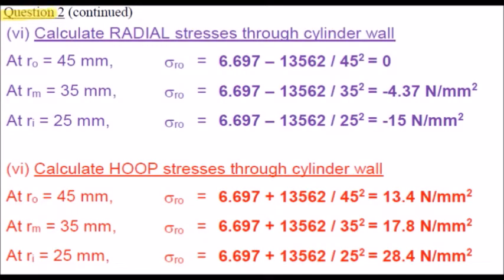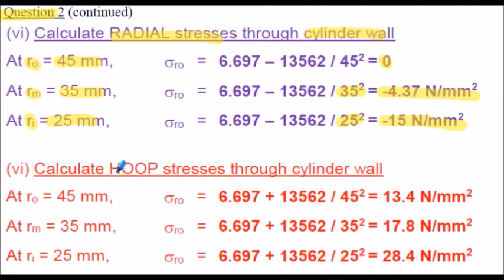Question 2 continued. I've calculated now the radial stresses through the cylinder wall. So at the outside surface, 45 millimeters, we know the radial stress is 0, and that's what it calculates to be. That was a boundary condition. At the mean radius, 35 millimeters, put in 35 into the radial stress equation. The radial stress is negative 4.37 newtons per millimeter squared. And at the inside surface, the radius is 25 millimeters, and putting 25 into our equation, we find the radial stress is negative 15 newtons per millimeter squared, and of course that was a boundary condition. So a little check on our solutions there.